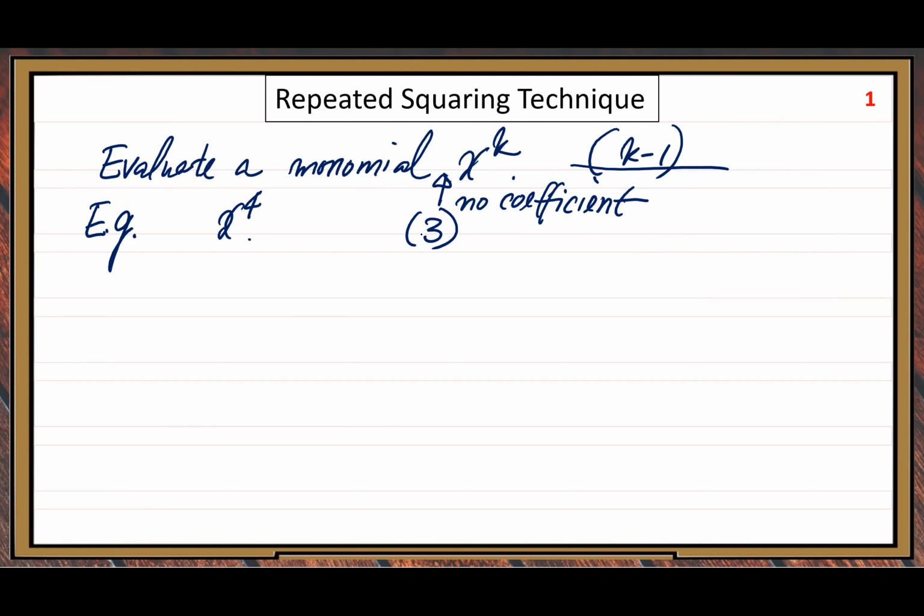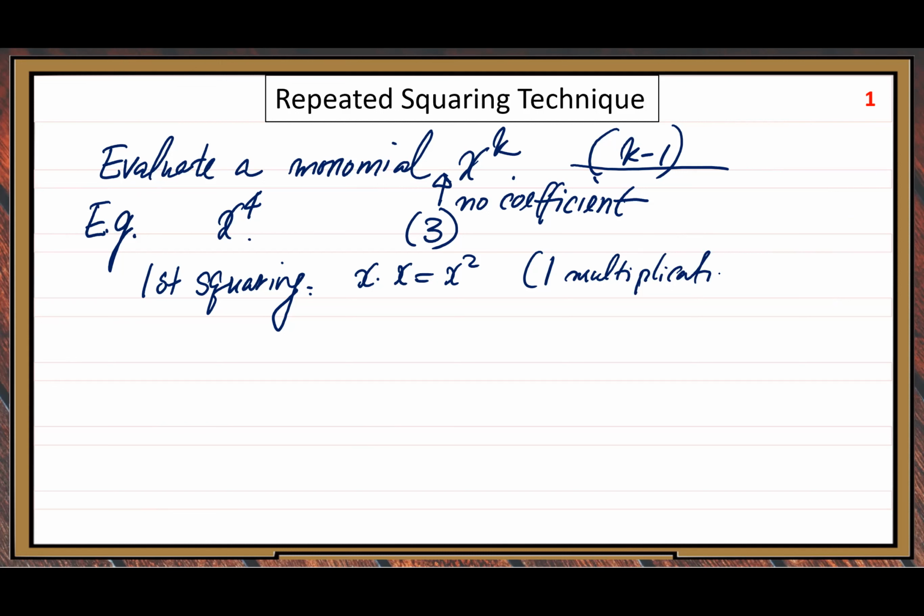Now, let me use repeated squaring. First squaring operation: x times x equals x squared. That's 1 multiplication, our first multiplication. Then second squaring.